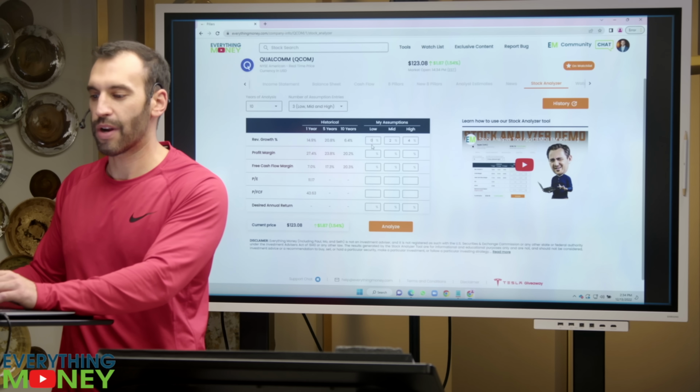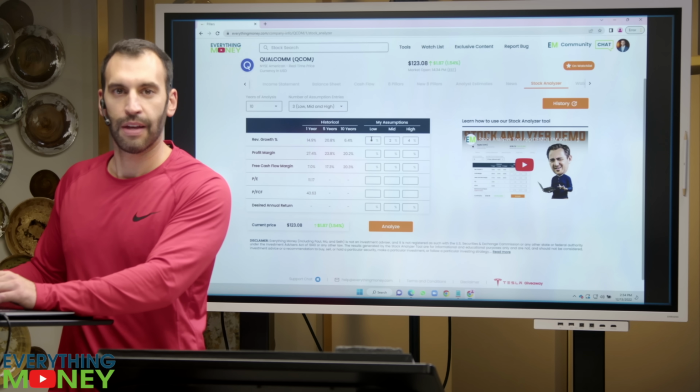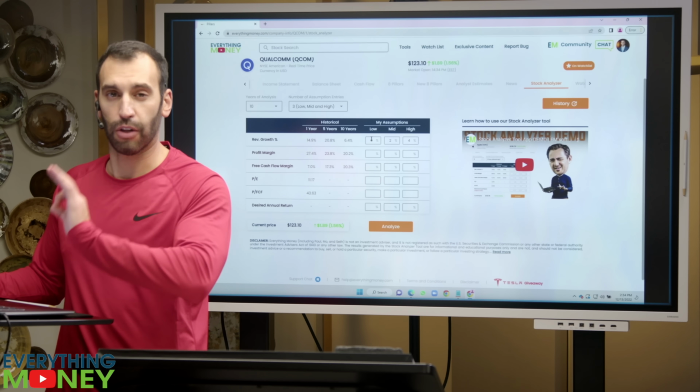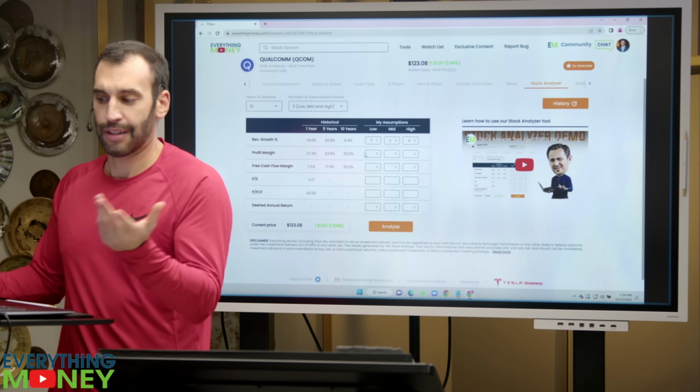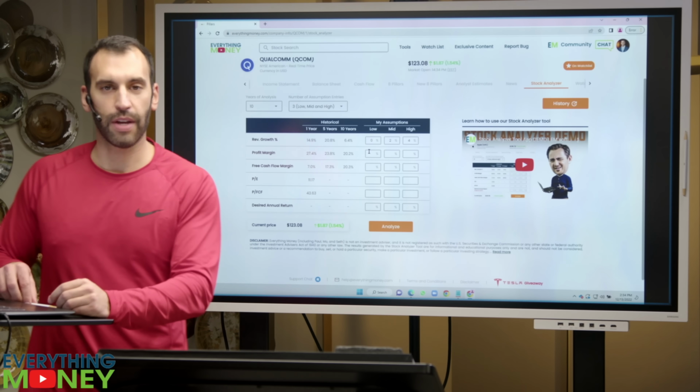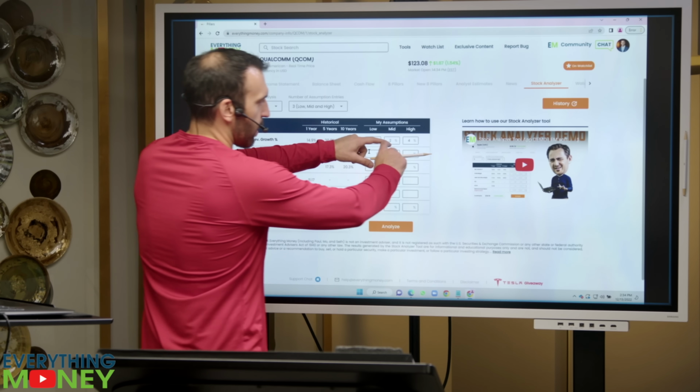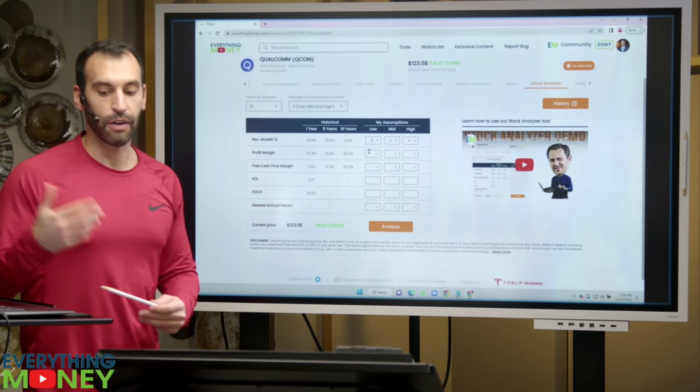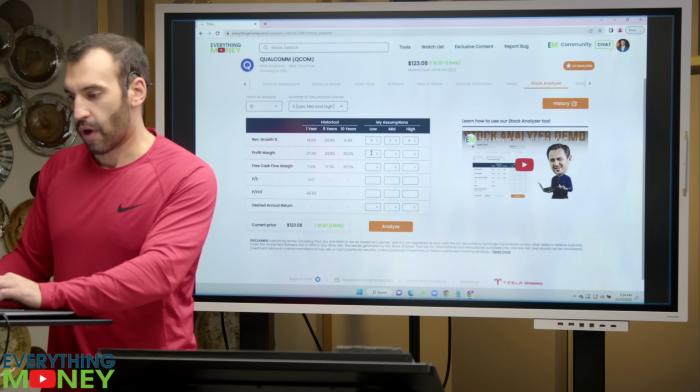And I'm going to say, you know what? Worst case, let's say that those analysts are closer than I am on their estimate. Let's say 0% and see what happens. That's the great thing about Stock Analyzer. It can give you that range so you can really beat up the stock or really cheerlead the stock. Profit margin.